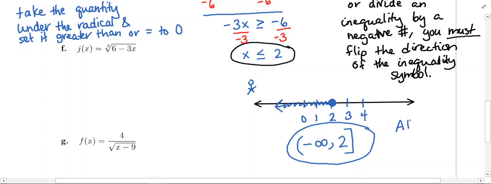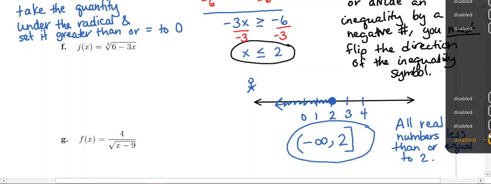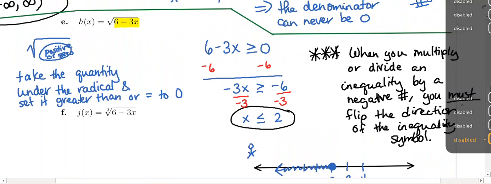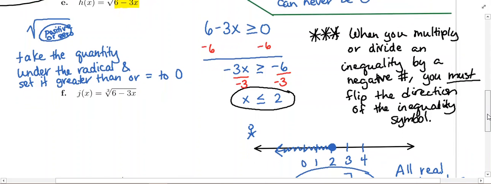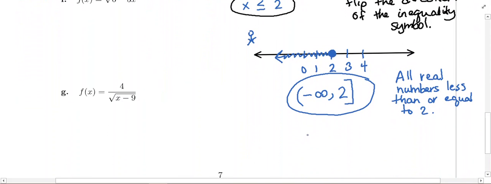And again, this represents all real numbers less than or equal to 2. You can test yourself. You can plug things into this function in part E to gauge whether or not you got this correct. If we pick an x value that falls in this interval, maybe I'll pick -6. If x is -6, let's try it out.